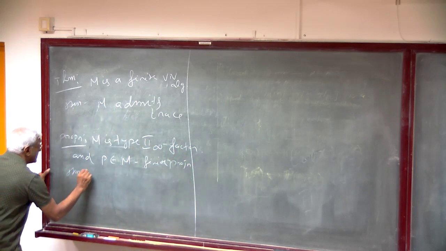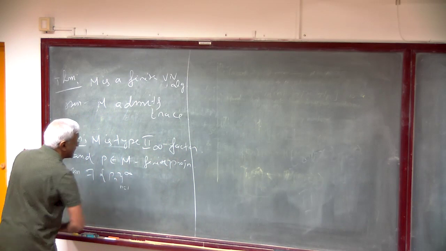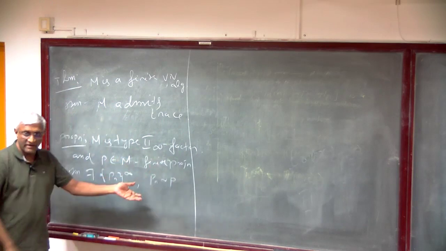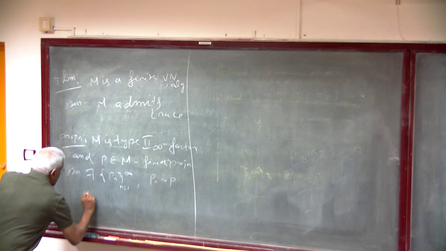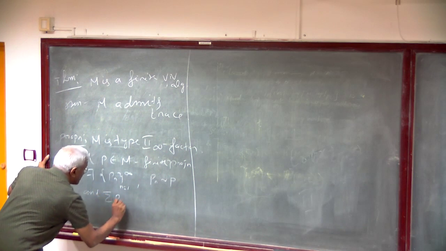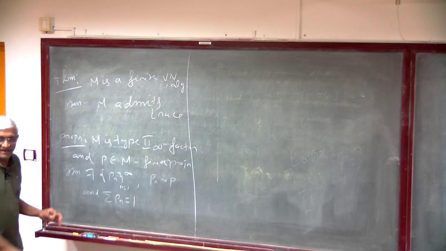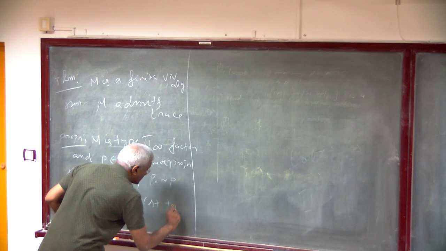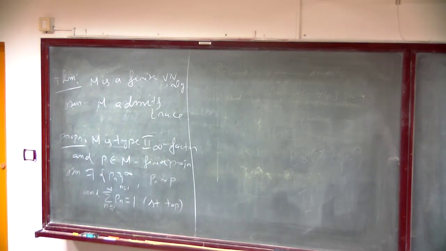Then there exists a family Pn, all Pn equivalent to P, so that makes each a finite projection. If it is equivalent, it should be a finite projection. And the summation of Pn equals 1. Of course, whenever I write a summation of projections, it's in the strong topology.